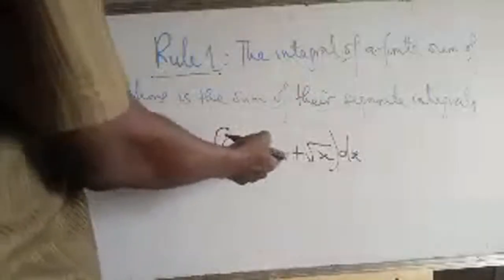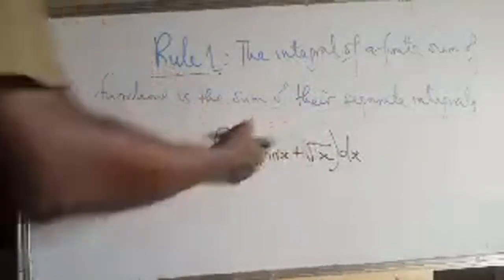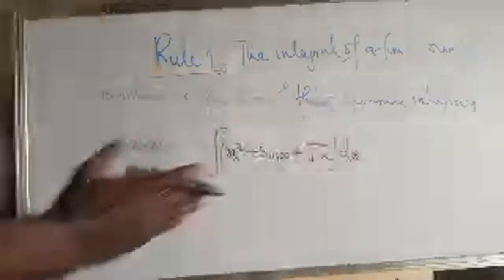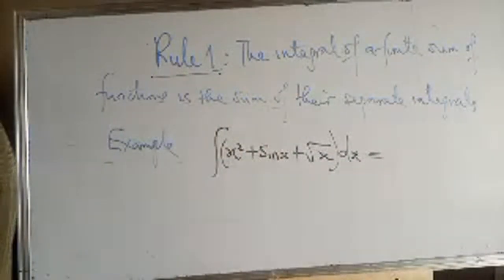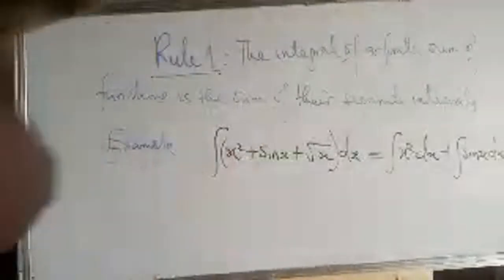This is a finite sum of functions. We have 3 functions here: algebraic, trigonometric, and square root functions. So the integral of all these 3 functions will be solved by separately finding their integrals. That will be the integral of x squared dx plus the integral of sine x dx, plus the integral of the square root of x dx. Yes, so you split them. That's what the rule says.